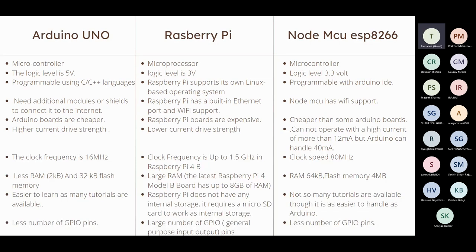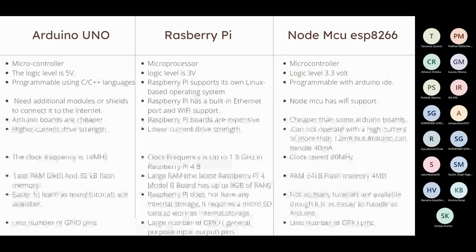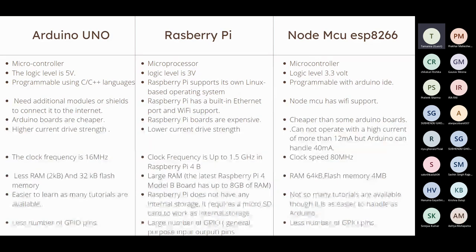As for the RAM, Raspberry Pi can support up to 8 GB of external RAM, whereas Arduino Uno or NodeMCU can support less. The RAM of Arduino Uno is 2 KB and that of NodeMCU is 64 KB.